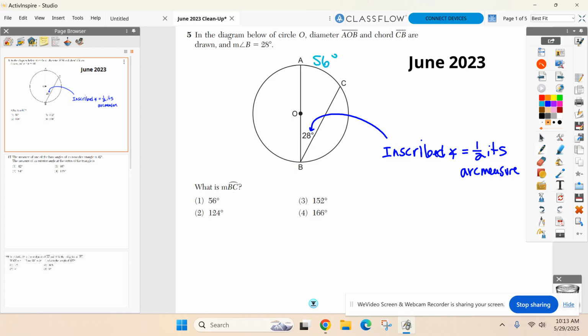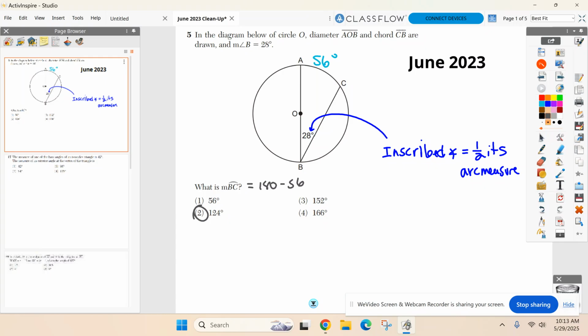56 degrees. And you'll notice that's a choice, right? Pick me, pick me, I actually did something important. No, we're looking for arc BC. So how do I get from that 56 to arc BC? Well, you have to read carefully here. What did we tell you AOB was? That's a diameter. There's the key to the whole thing. So these two arcs, AC and BC, should add up to 180. So we get 180 minus 56, and that's 124. There we go.